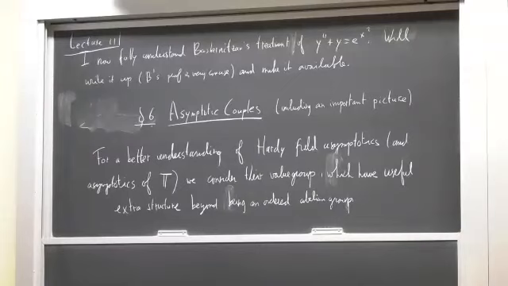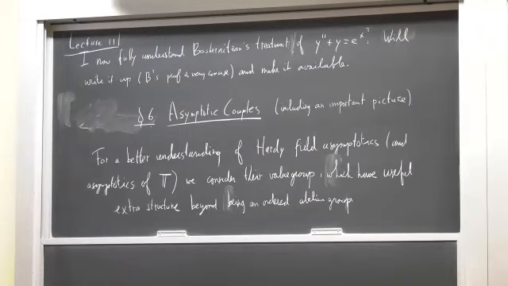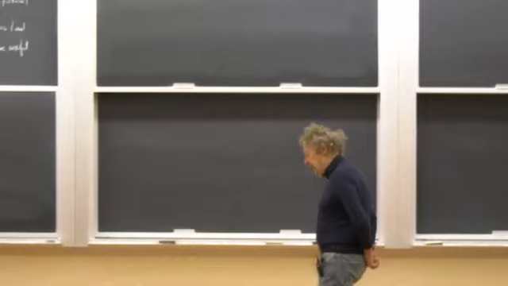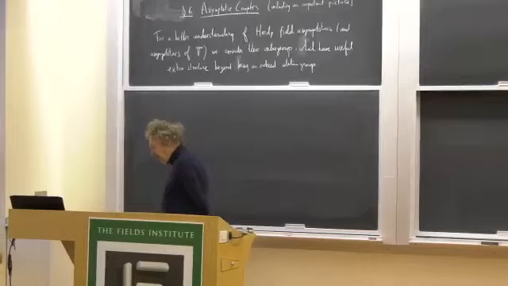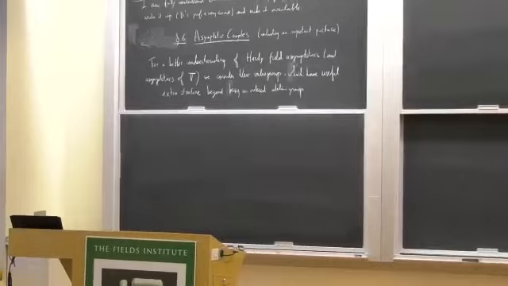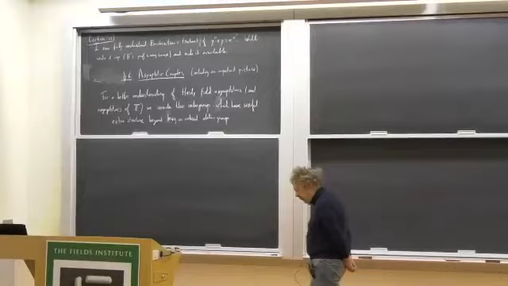So this is lecture 11, and I start now a new section about asymptotic couples, which are useful gadgets to better understand the asymptotics of Hardy fields, transseries fields, and the like, right? In general, valued fields with a derivation on it, which is reasonably compatible with the valuation, such that the valuation and the derivation are compatible in certain ways.